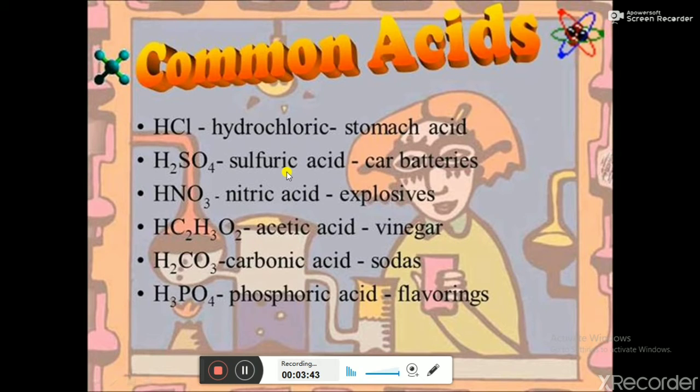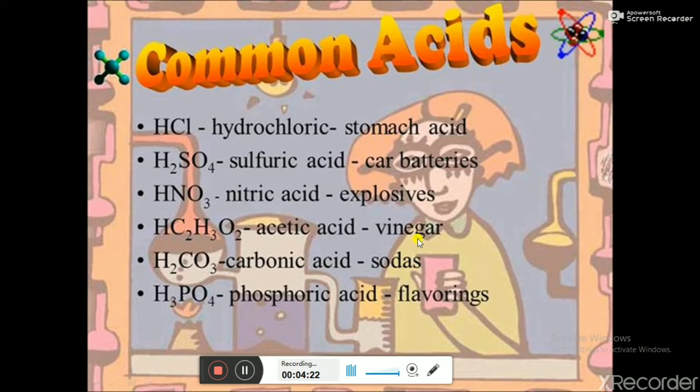Now some of the common acids which we use in our daily life are HCl. HCl means hydrochloric acid. Now the acid which is produced in our stomach, which is used to digest our food, is actually hydrochloric acid. Now we all know that our vehicles contain batteries, and in those batteries usually sulfuric acid is present. Now the next acid is nitric acid, HNO3. Now nitric acid is usually present in explosives. Bombs and explosives are usually made up of nitric acid.